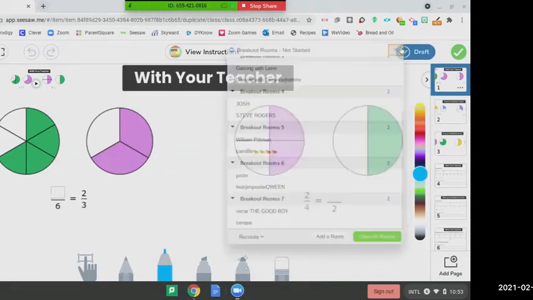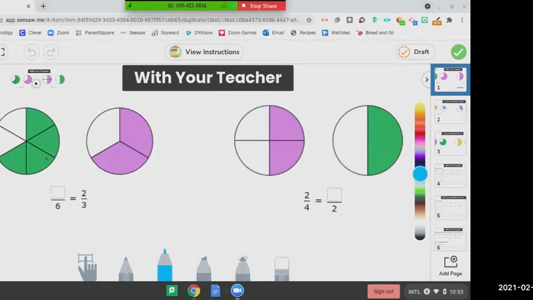Alrighty. So looking at our first model, we can see that there are 6 pieces. 1, 2, 3, 4, 5, and 6. Our denominator is already showing a 6. The question is, how many are shaded? There are 1, 2, 3, 4 that are shaded. So our numerator is going to be a 4. This is showing us that 4/6 is equivalent to 2/3.